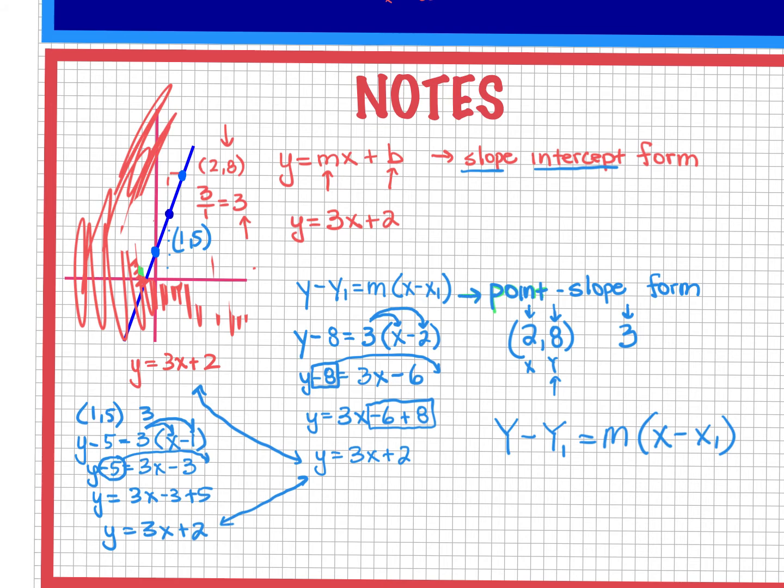So if you only know one point and you know the slope, you can use this formula to help you quickly figure out the real formula, like the slope-intercept form that you want to know. So it's another style of equation that people use to figure out the equations of lines.